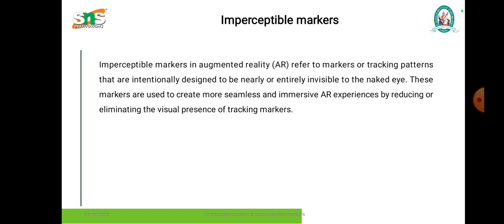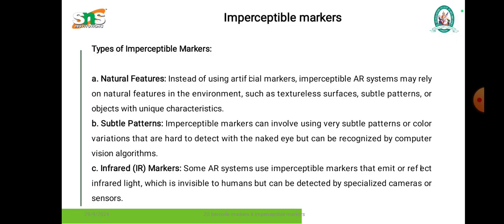And the next one is imperceptible markers. It refers to markers or tracking patterns that are intentionally designed to be nearly or entirely invisible to the naked eye. These markers are used to create a more seamless and immersive AR experience by reducing or eliminating the visual presence of tracking markers. The types are natural features, subtle patterns and infrared markers.